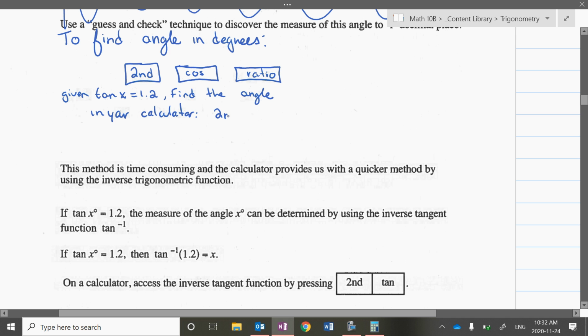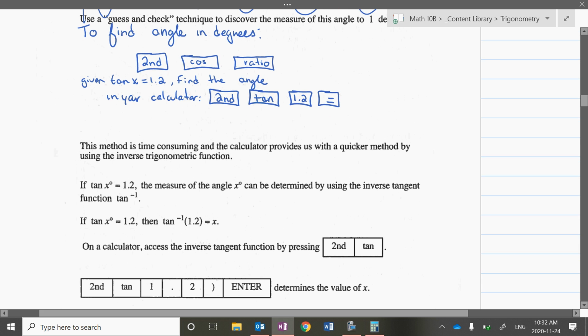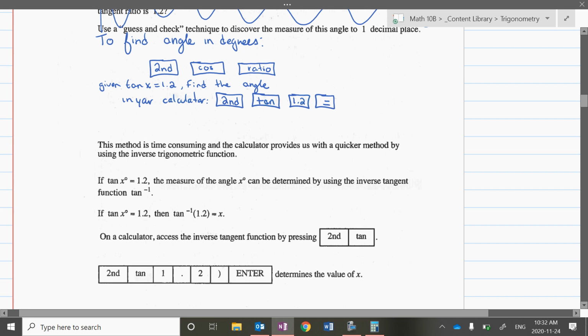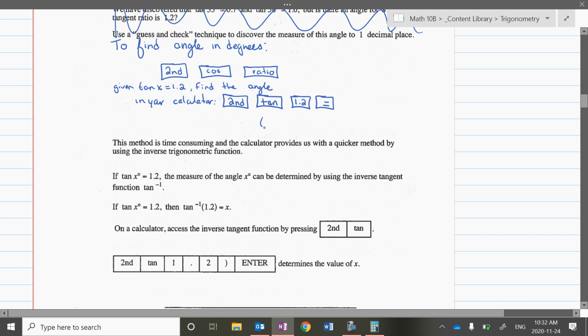In your calculator, you're going to press second, then tan, and then 1.2. Depending on your calculator, you might have to actually press equals. Once you do that, you're going to find the degrees. Your calculator screen is going to show it like this, and that means the inverse of tan. Basically, you're undoing that ratio.